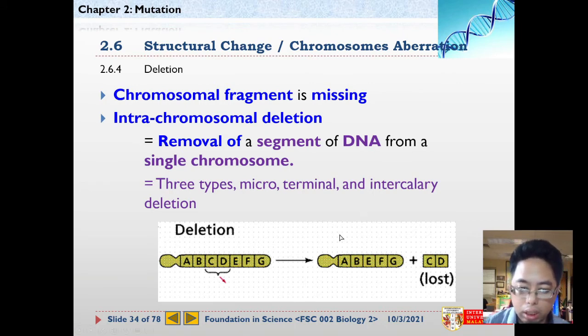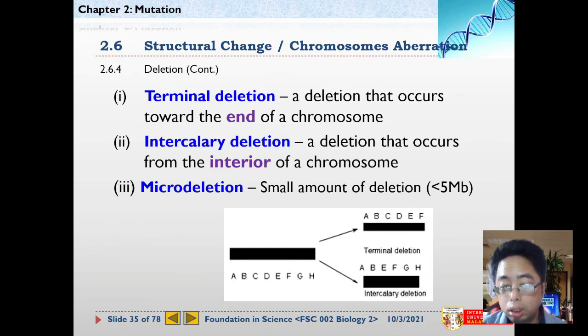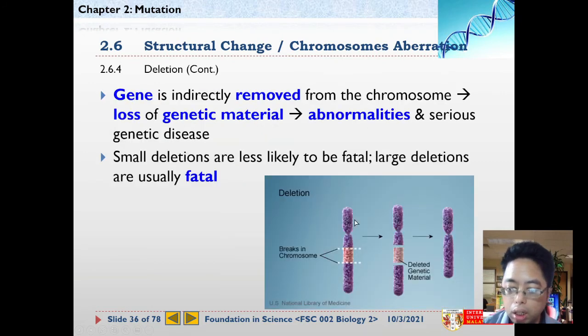So if you can see in this chromosome, you have segments A to G, and then if C and D disappear, now you have A, B, E, F, G. Terminal deletion is a deletion that occurs toward the end of the chromosome. Intercalary is in the middle, the interior of the chromosome. Micro deletion is a small amount of deletion, less than megabases. So genes are removed from the chromosome, which causes loss of genetic material, and abnormalities and serious genetic disease.